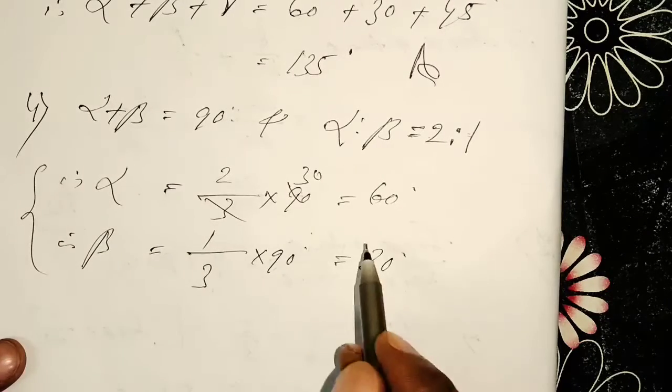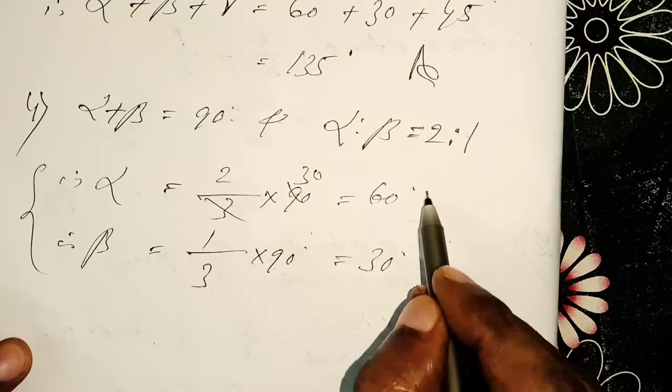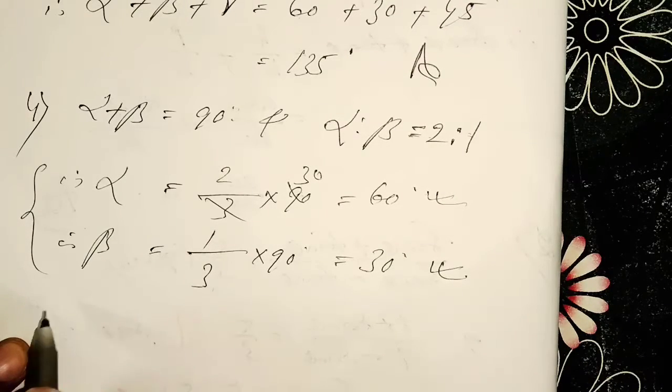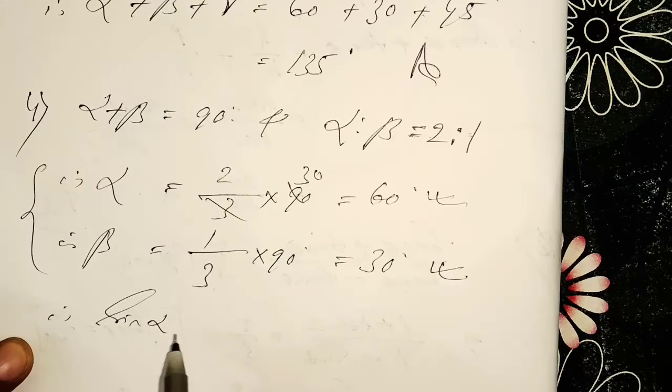Therefore, alpha and beta, one is 60 degrees, another is 30 degrees. Next you have to find sin alpha into sin beta.